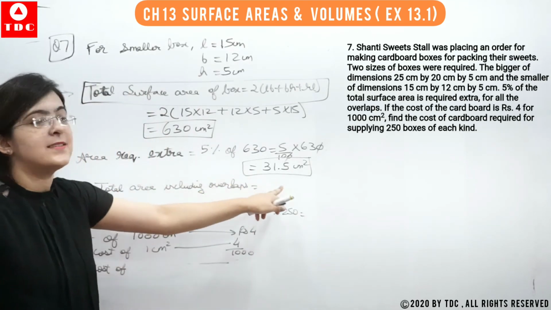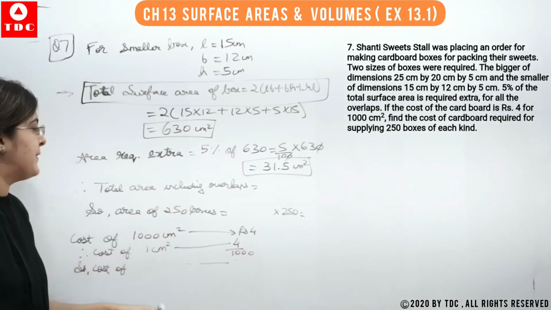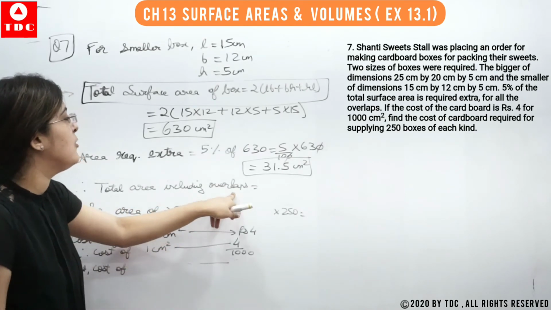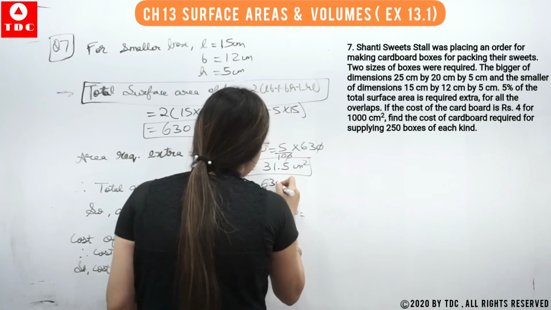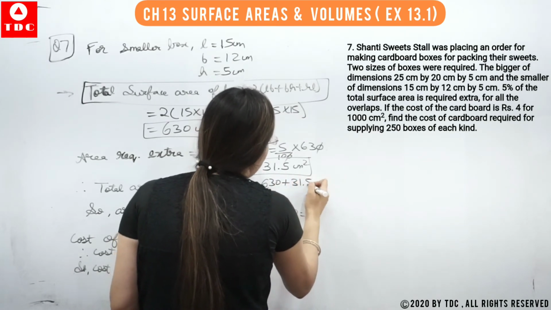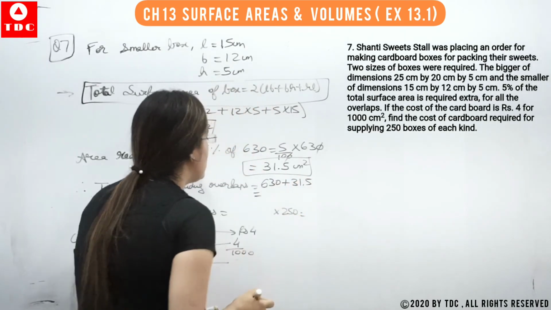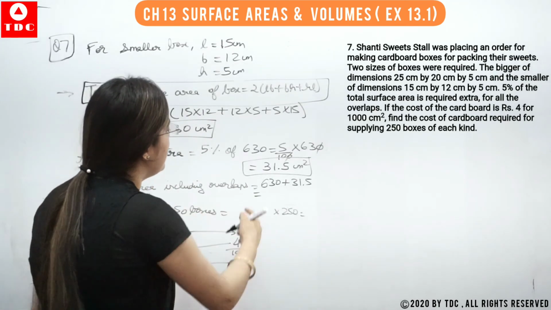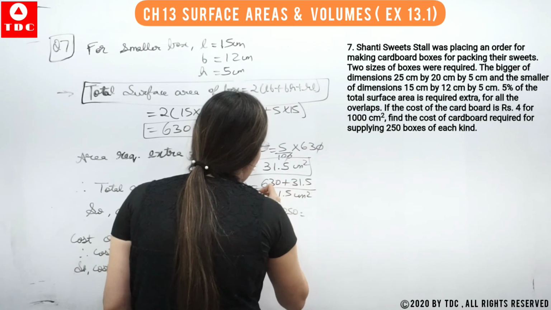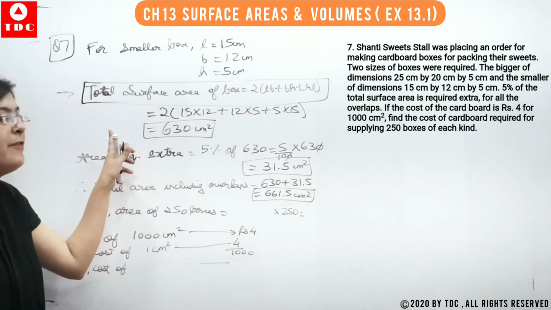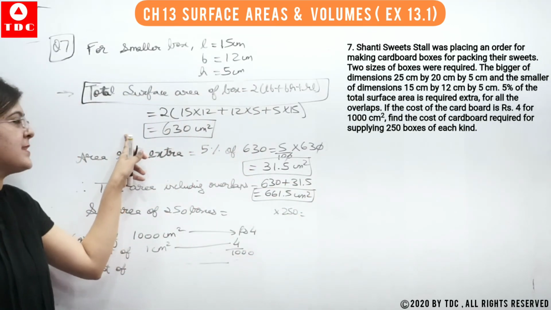Extra area is 31.5 centimeter. So total area including overlap will be 630 plus 31.5. How much will you get? The total will be 661.5 centimeters square. Okay, what we did, we have calculated the total surface area.